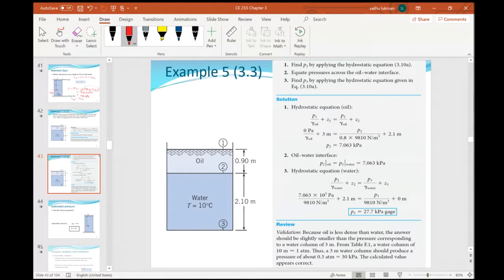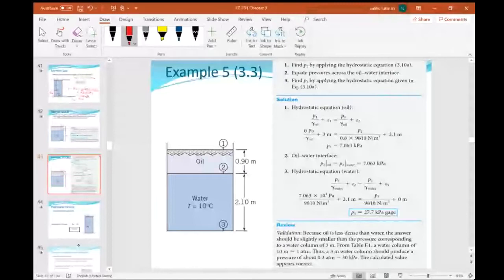So we apply the hydrostatic equation between points 1 and 2. P1 is atmospheric because it's at the top of the oil. Air is acting on the top of the oil. So hence, this is P1, which is atmospheric. That's why it is 0.